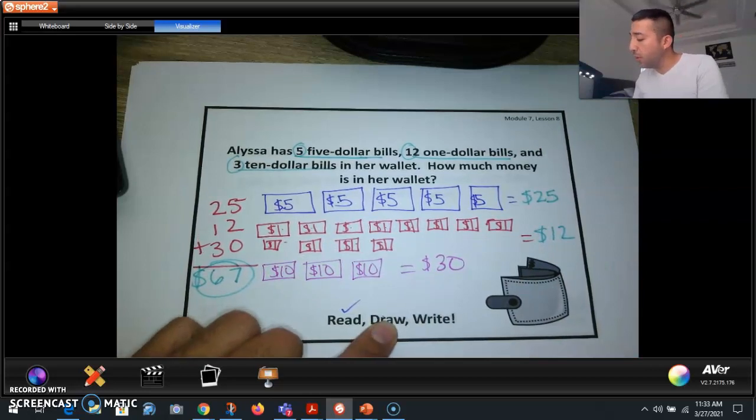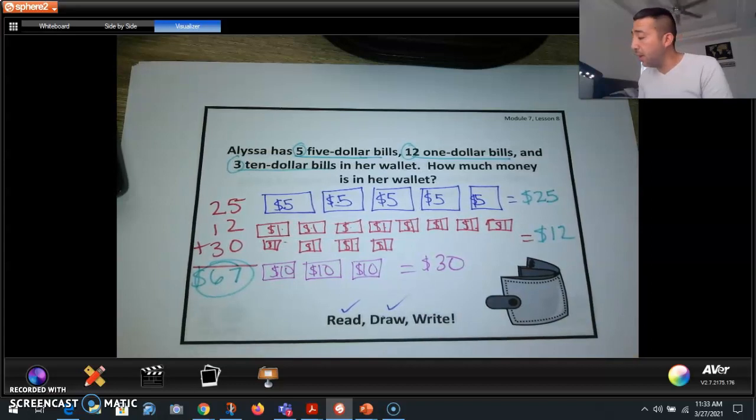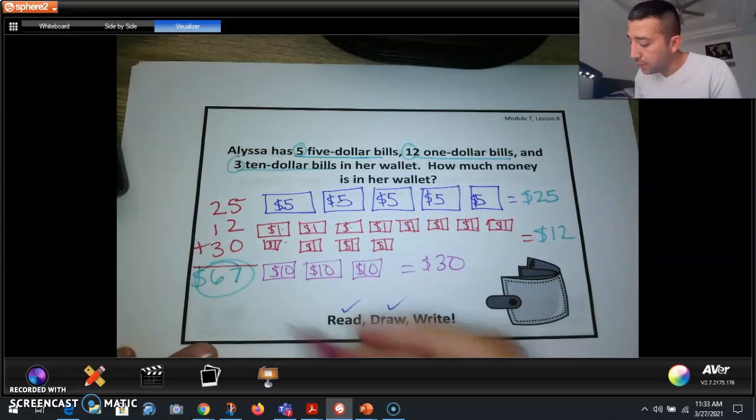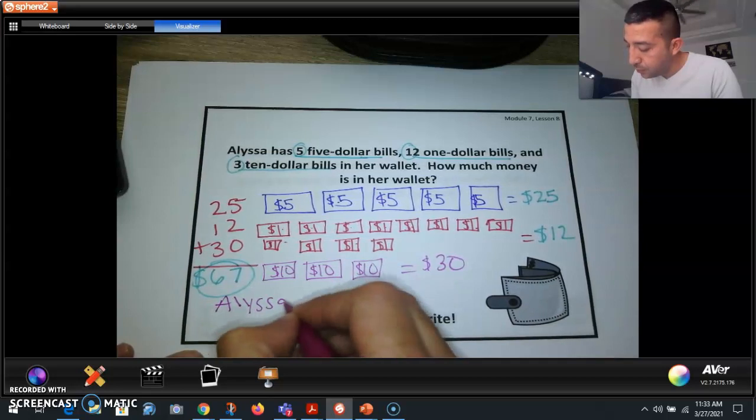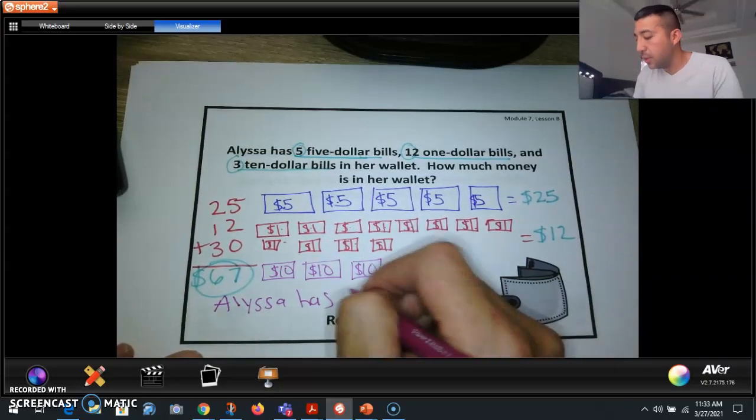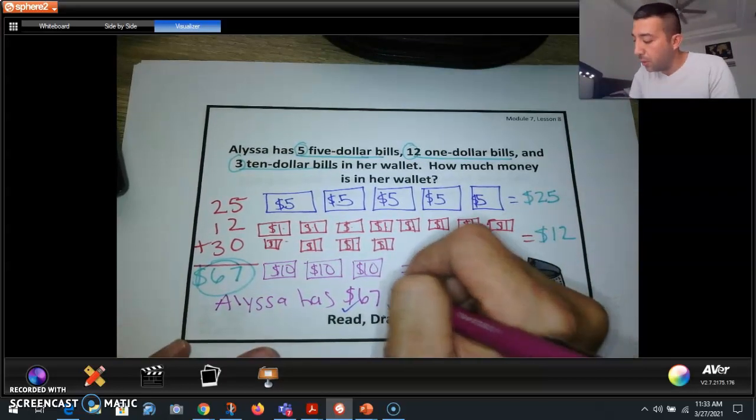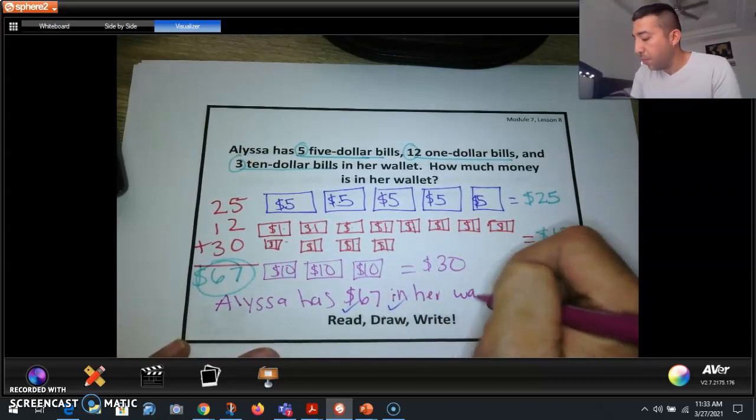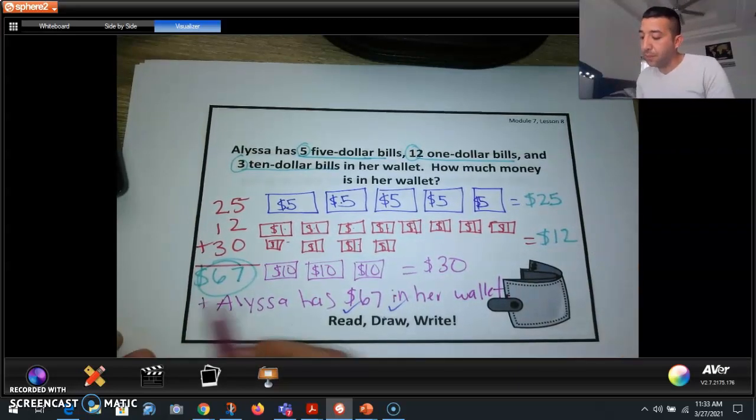Okay, so where did we draw? We already drew something for our word problem. Now we're just missing our statement. Let's go ahead and write it. How much money is in her wallet? So Alisa has $67 in her wallet, period. Okay, let me make a little check mark because I already did my statement.